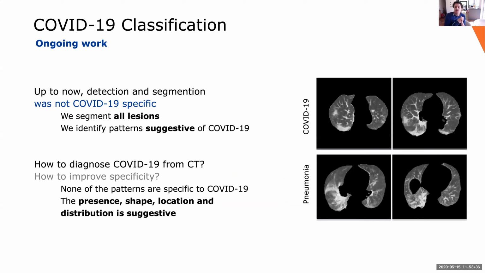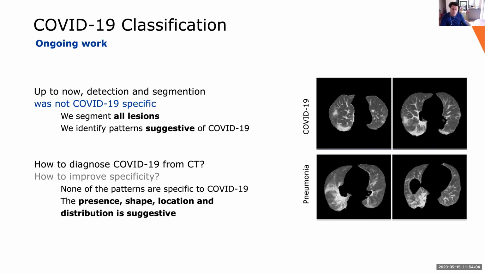The final goal is, of course, that we want to go towards diagnosis. Can CT be used as a diagnostic tool? And I want to be clear about this, that everything that we did up to now, the detection and the segmentation, was in fact not COVID-19 specific. The goal was to detect all lesions in the lung. And we did, of course, also identify patterns which were suggestive of COVID-19.